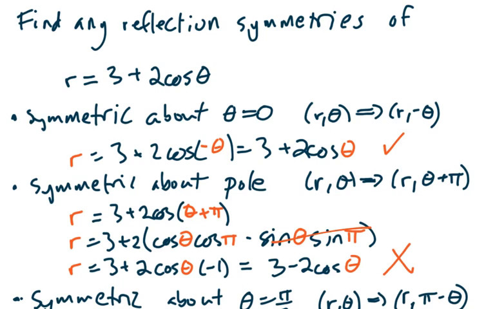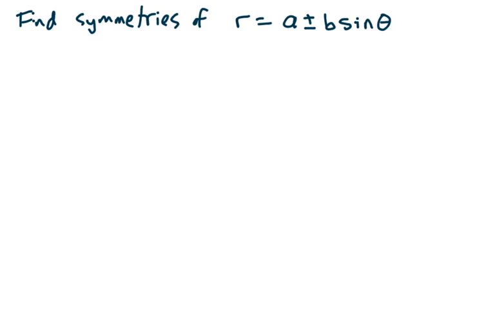You might also notice that there wasn't anything special about 3 or 2. I could just as easily have done this whole process for anything in the limaçon family that said a plus or minus b cosine theta. You'll get the same answers for each of these symmetry tests. So let's try the other family of limaçon, the sine family, a plus or minus b sine theta.